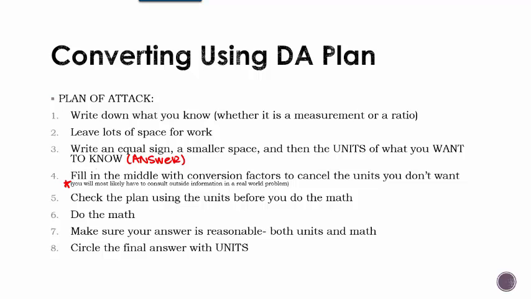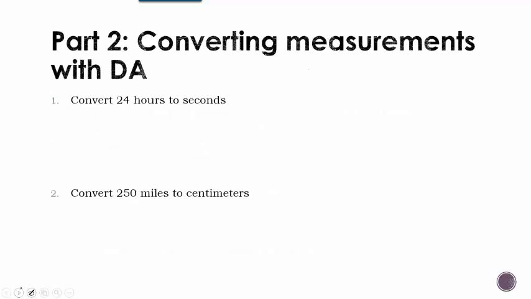Sometimes that outside information is stuff you already know, like you know that there are 24 hours in a day, and then other times you'll have to look stuff up. Check it before you do the math. Do the math. Make sure your answer is reasonable. If I'm asking you to convert the number of hours in a day to seconds, you don't want billions and billions of seconds. That doesn't make sense. Circle your final answer and make sure it has units. The whole point of this is that it's unit-based, so I want to see your units.